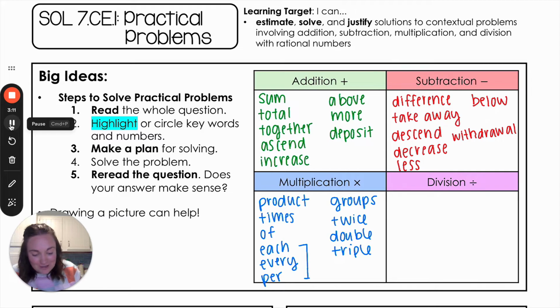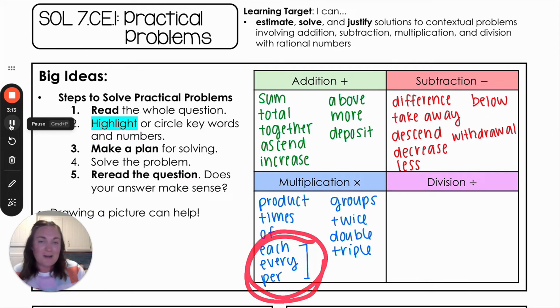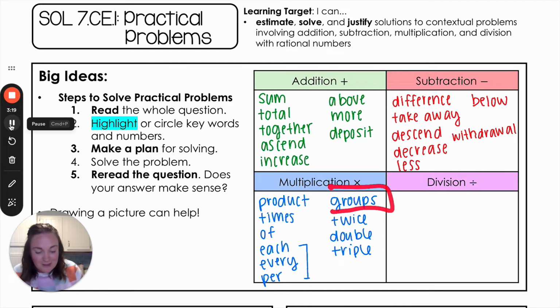All right, each, every, per. These are some that you want to be careful with because they can also mean division, which we'll talk about. Anytime we have groups can kind of be lumped in with that each, every, per. We know that we have groups of things. We're talking about $20 for each t-shirt. Every class has 30 kids in it. It's this many kids per bus. So all of these things are talking about groups, but we have to be careful of the wording of whether we're talking about multiplying or dividing.